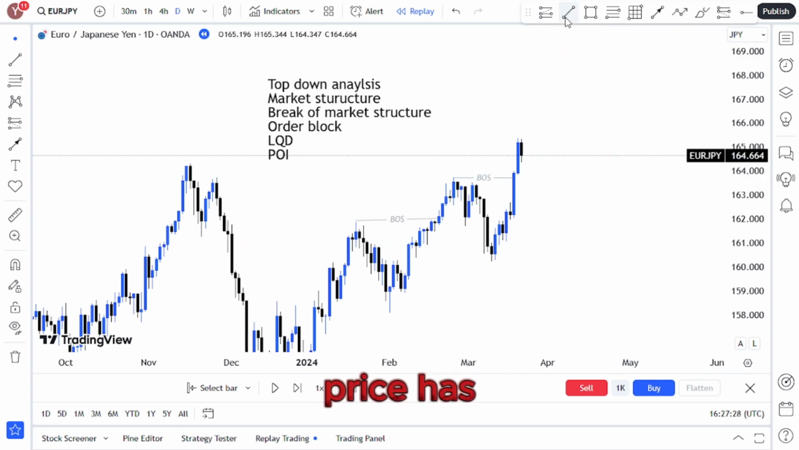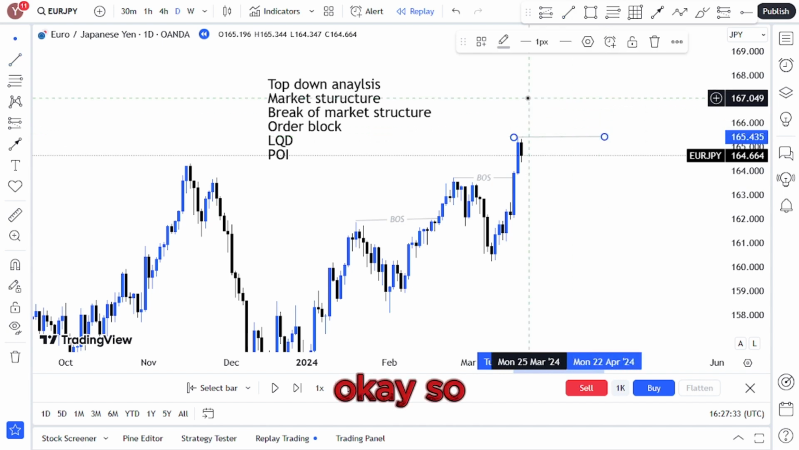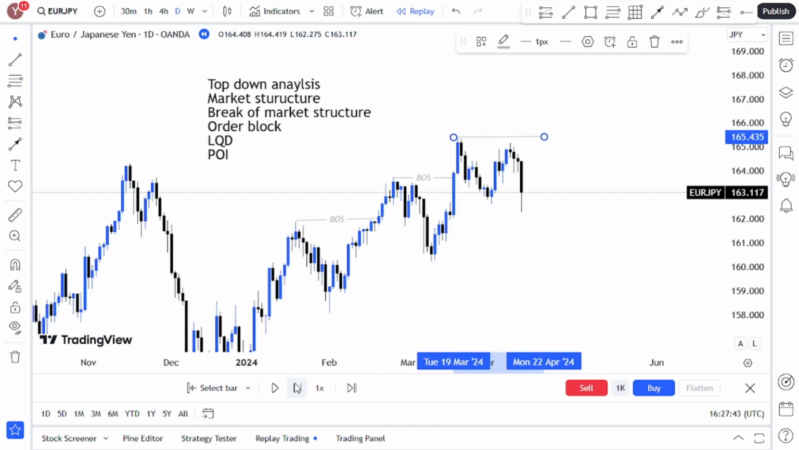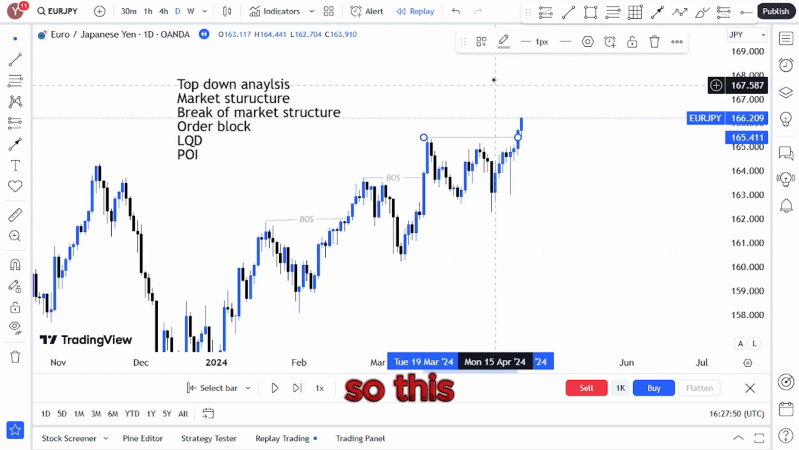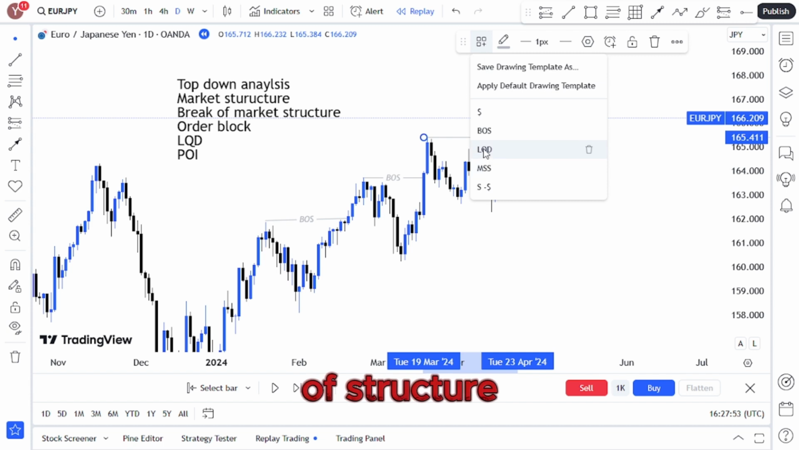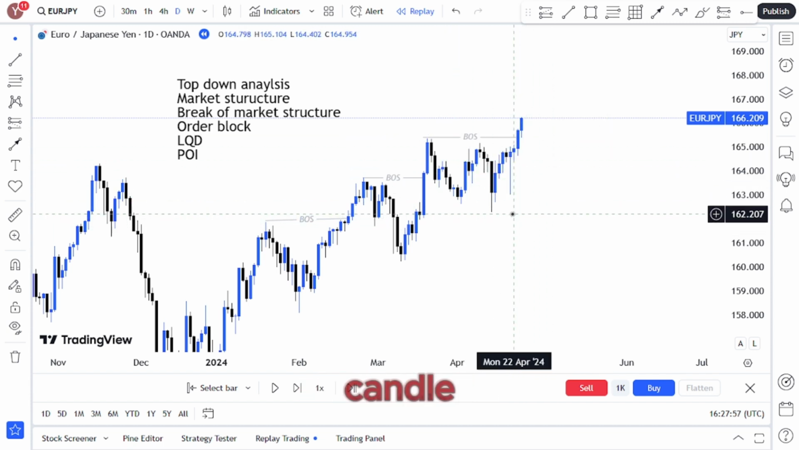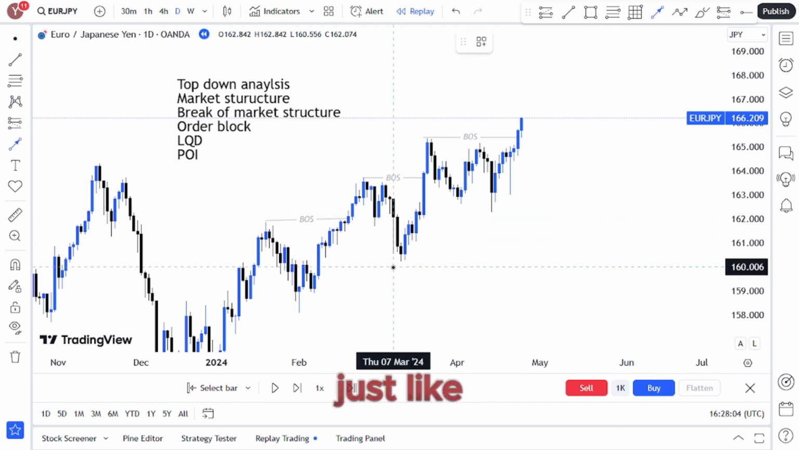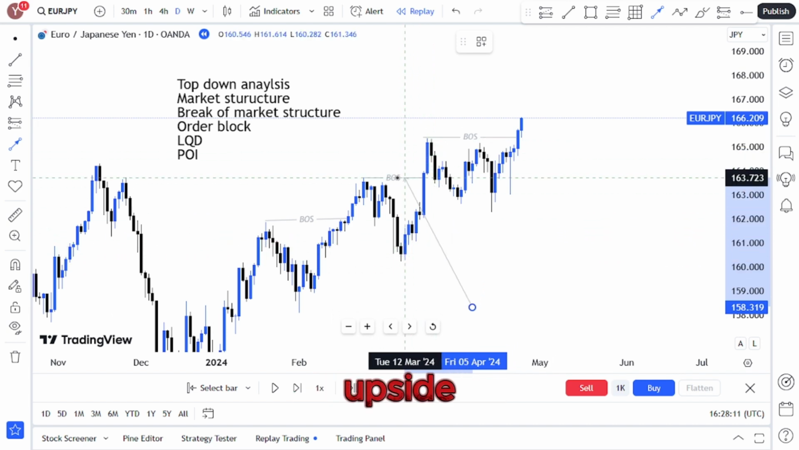Okay, so now price has created a high. Price has created a high right now. Let's see if price is able to take out this high. Price happens to take out the previous high. So this is a break of structure. After having this break of structure, where is the last candle that printed before price starts moving ahead to break structure? Just like we identified that this bearish one was the last candle that printed before price started moving to the upside that broke structure.